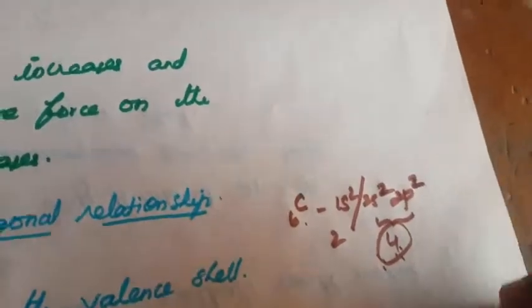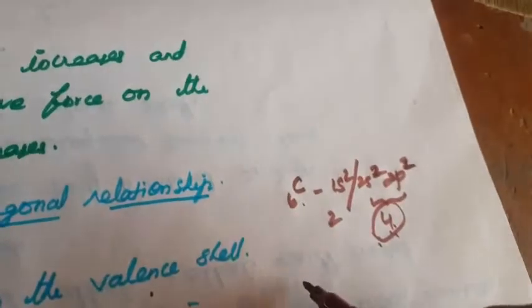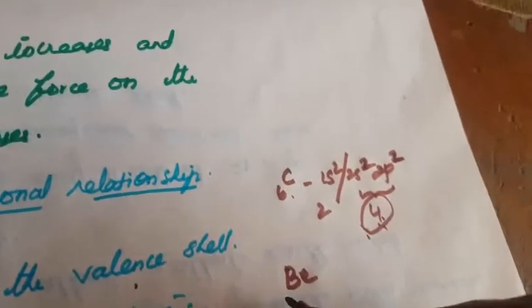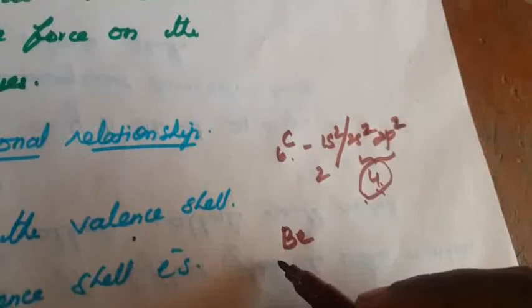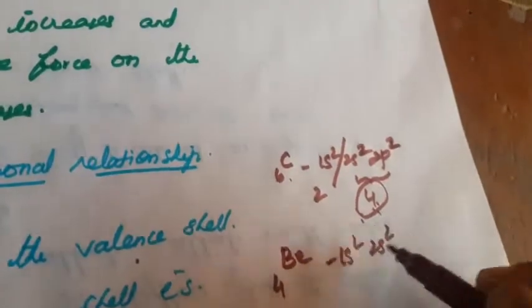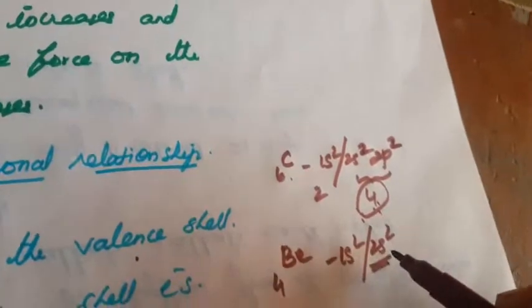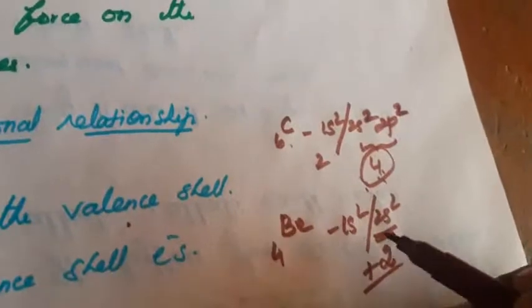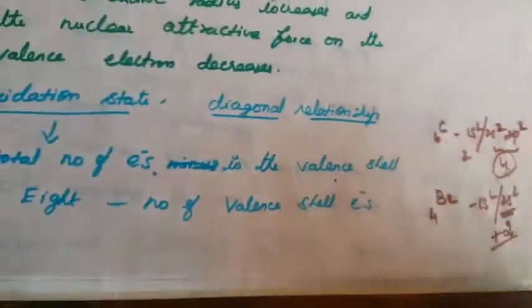Okay, that is another one. Next is hydrogen. Then beryllium. What is the atomic number of beryllium? It is 4, that is 1s2, 2s2. What is the outermost electron? That is the valence electron. The oxidation state is +2. So the number of valence electrons is called the oxidation state.